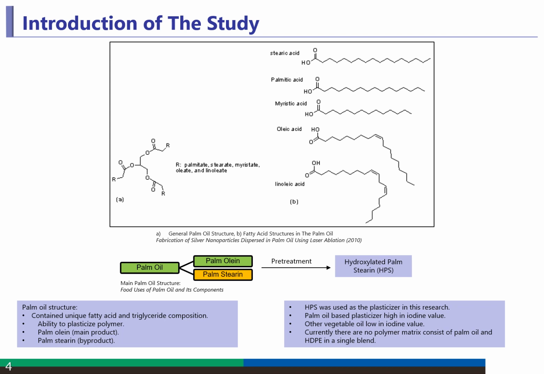Palm oil-based plasticizer is high in iodine value compared to other vegetable oils, because the other vegetable oils are low in iodine value. This is the benefit why researchers keep using palm oil-based plasticizer. And currently, there is no polymer matrix that consists of palm oil and HDPE in a single blend.